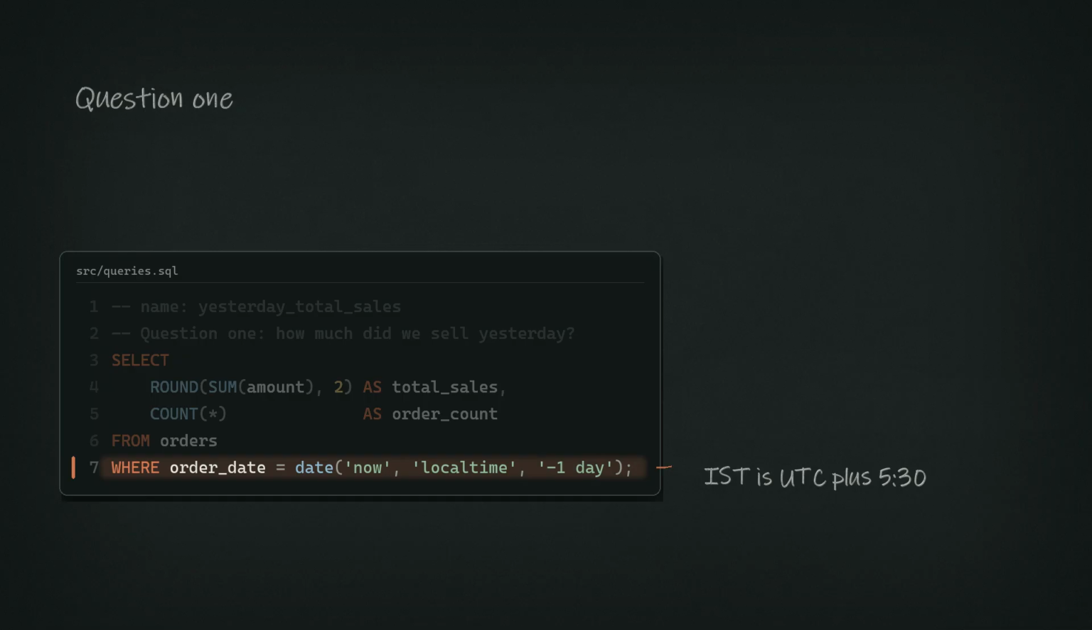So between midnight and 5:30 in the morning, your job asks for the wrong day, reports numbers that belong to the day before, and looks completely normal while doing it. Put local time in every date expression you write.